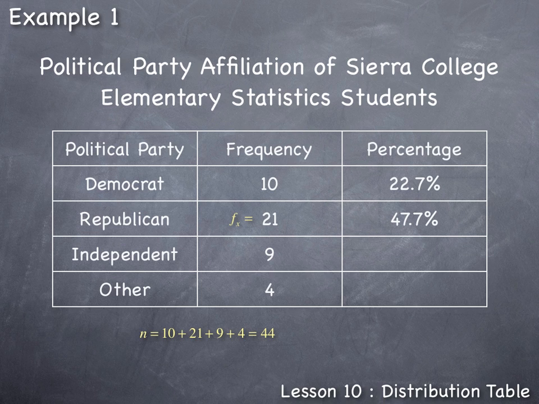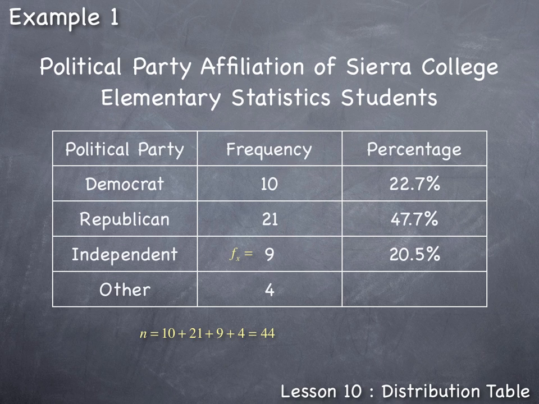Now to find the percentage of independents in the sample, you take the frequency, which was 9, divide by the sample size, 44, convert to a percent by multiplying by 100%, you get 20.45454%. Rounding this result off to the nearest tenth of a percent, that is, carrying one extra place after the decimal in the percentage, you get 20.5%.